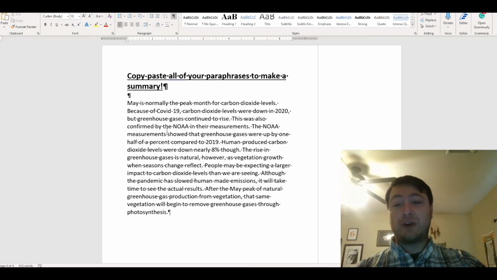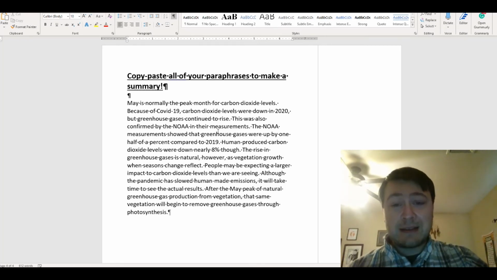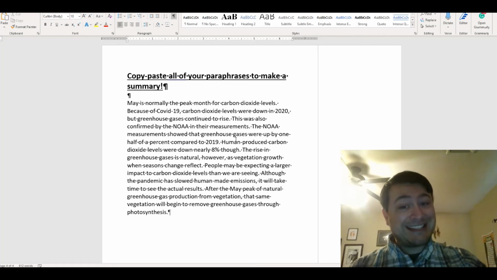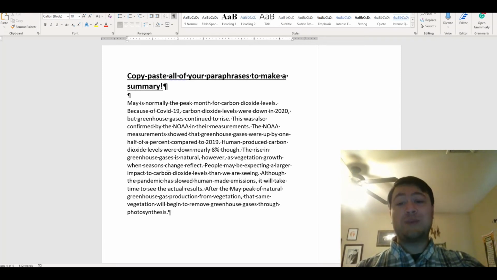This was also confirmed by the NOAA in their measurements. The NOAA measurements showed that greenhouse gases were up by 0.5% compared to 2019. Human-produced carbon dioxide levels were down nearly 8% though. The rise in greenhouse gases is natural, however, as vegetation growth when seasons change reflect. People may be expecting a larger impact to carbon dioxide levels than we are seeing. Although the pandemic has slowed human-made emissions, it will take time to see the actual results.